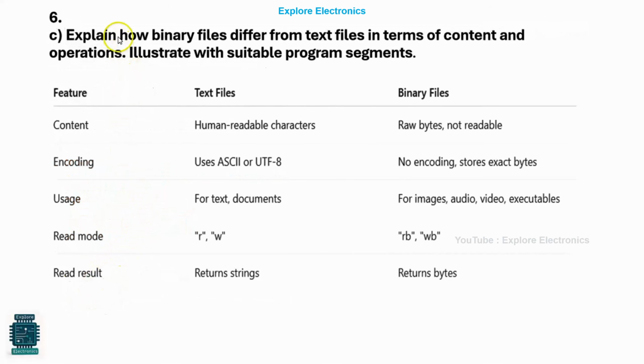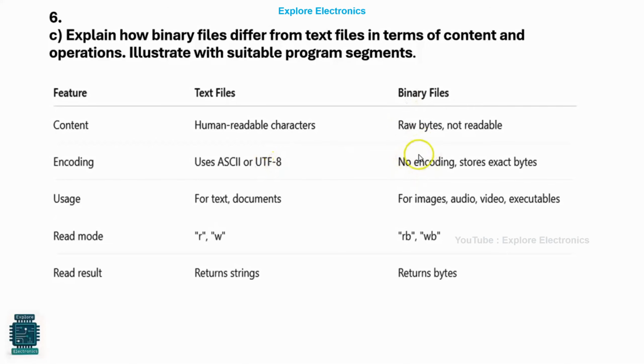And the next question is, explain how binary files differ from text files in terms of content and operations. Illustrate with suitable program segments. Here, text files, how it is different from binary files, we have to explain this. Text file means human readable characters. Binary file means raw bytes, not readable, in the form of zeros and ones, which is not readable by humans. Clear? Here text file uses ASCII or UTF-8 values.